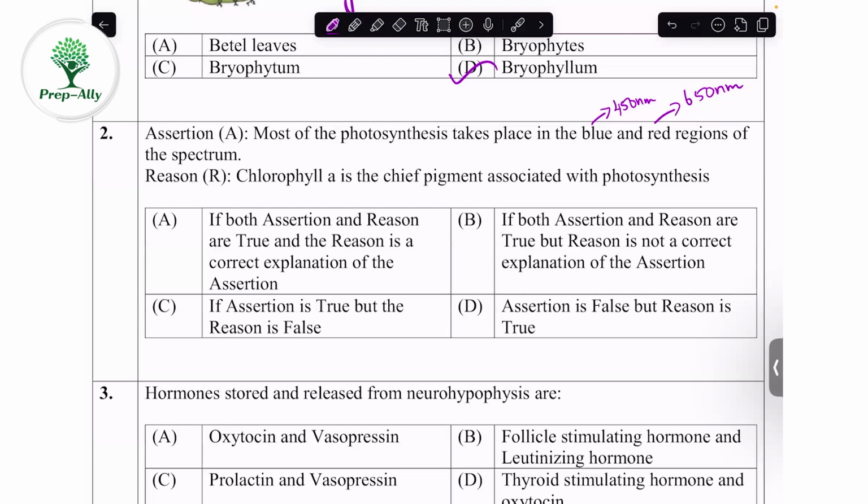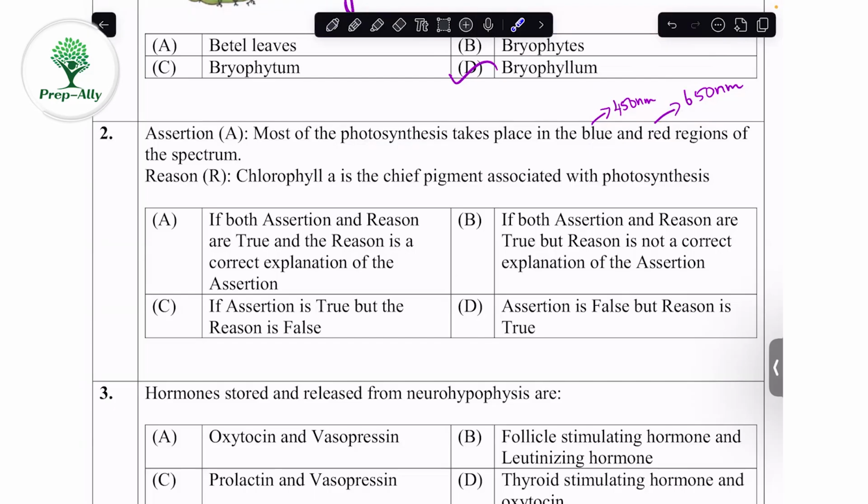So you know the spectrum, right? The visible spectrum forms when white light passes through a prism. Each color of light has a different wavelength. So the photosynthesis that takes place in the blue and red region, where the blue wavelength is 450 and the red wavelength is 650. So the assertion is correct.